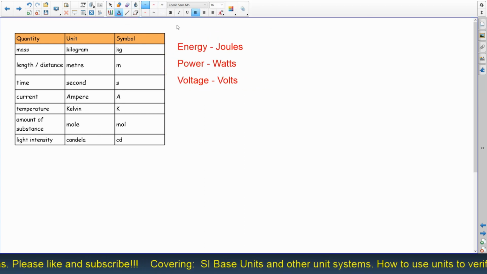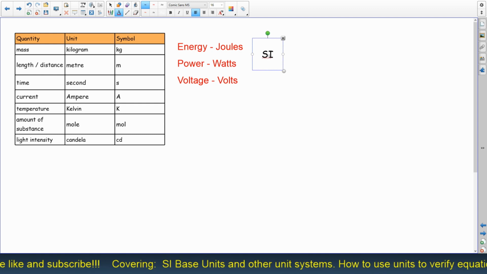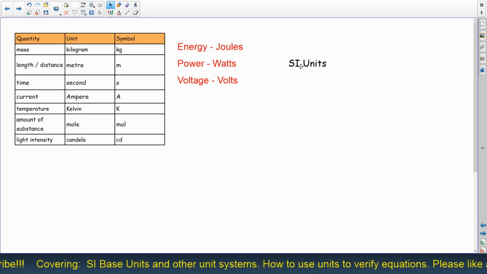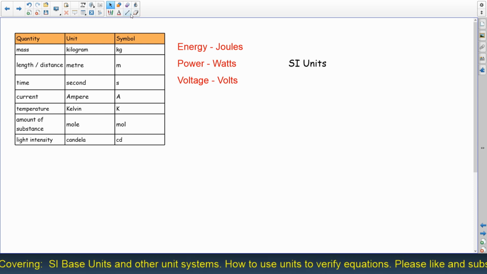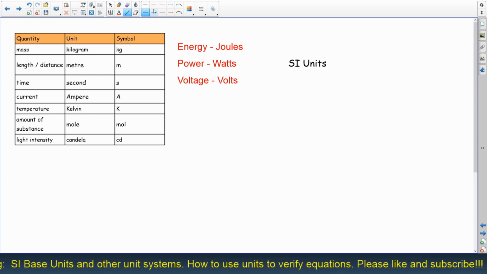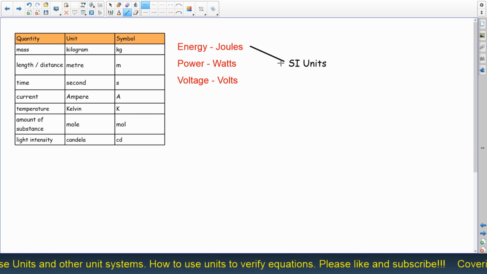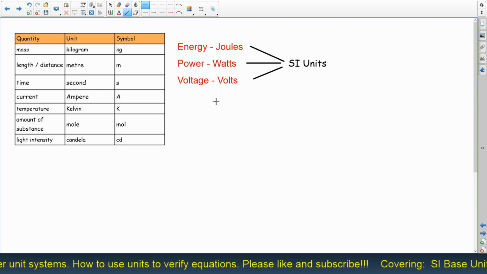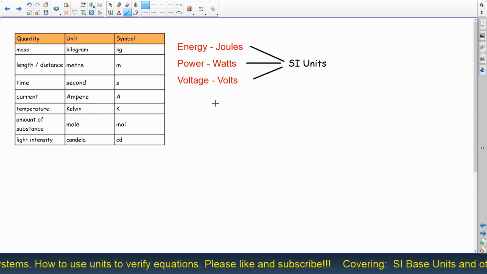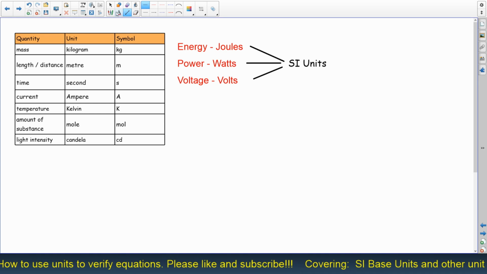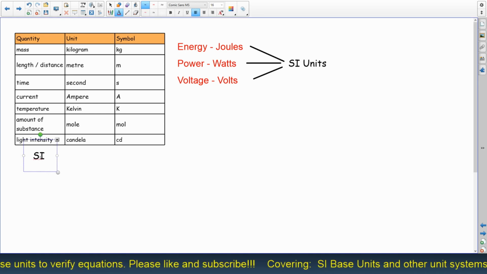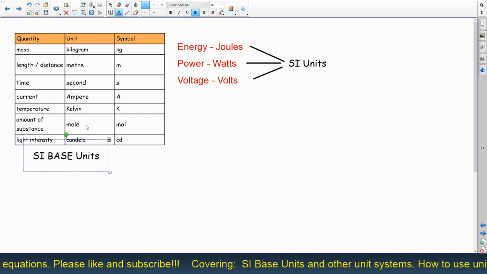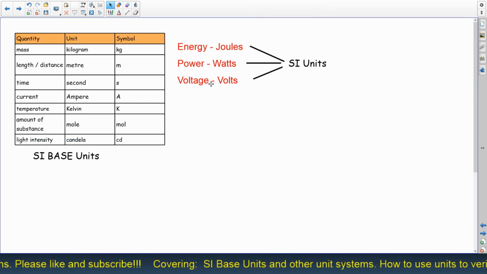Now, this is where the confusion comes in exams, because these are called SI units. These are the accepted standard international versions of units that are used for measuring these things. We accept that energy is measured in joules, watts, or volts. These are SI units. But they are not SI base units. Okay, these are SI base units. And we're going to show you how these are different.